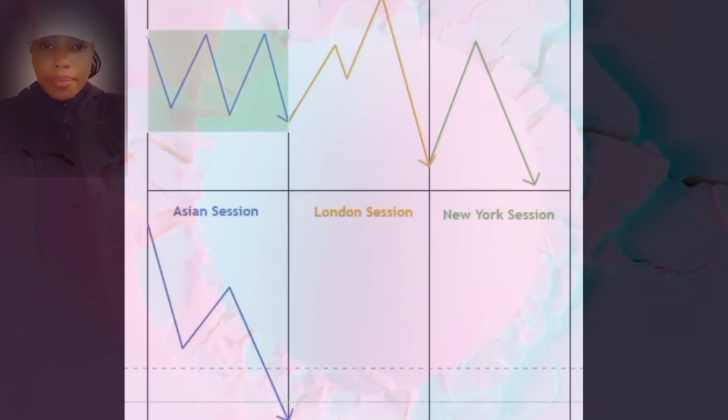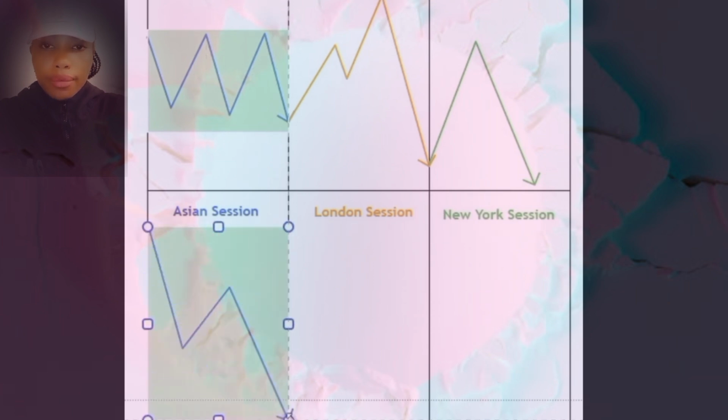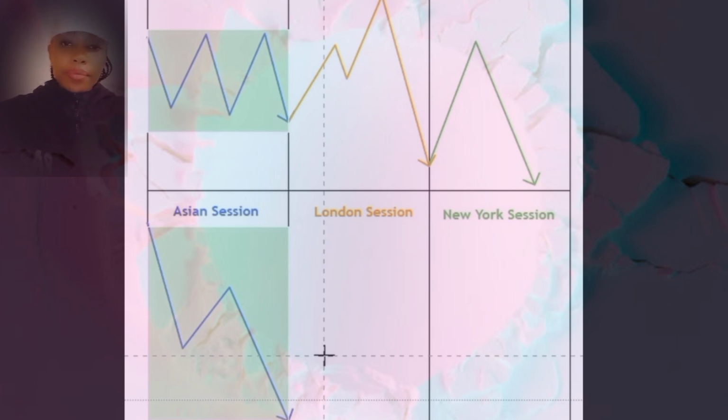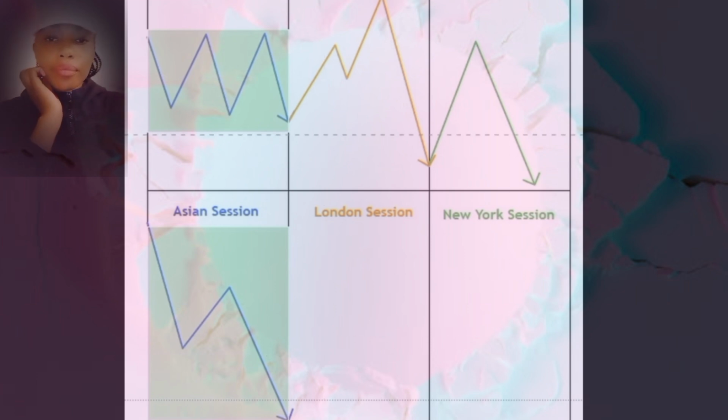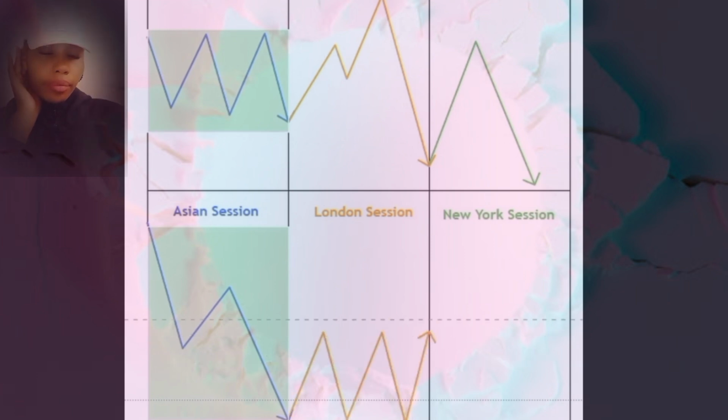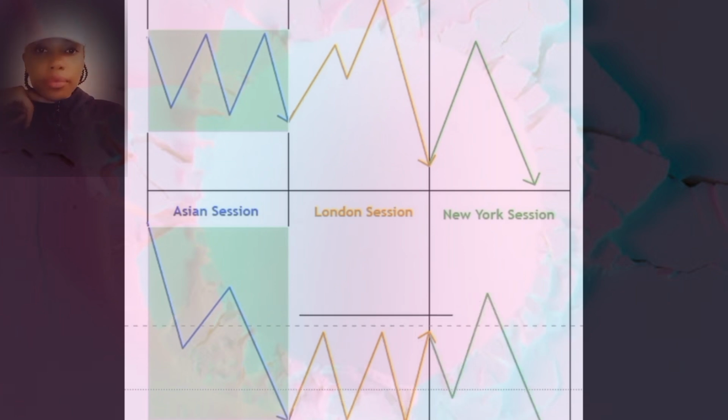But here's the thing, if you arrive to the charts and the Asian session has expanded instead of accumulated, you should not expect London session to manipulate. You should expect London session to accumulate, therefore expecting New York session to manipulate. So it all comes down to what the Asian session has done.